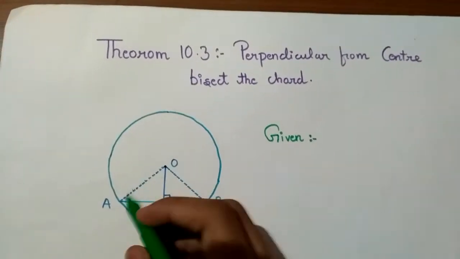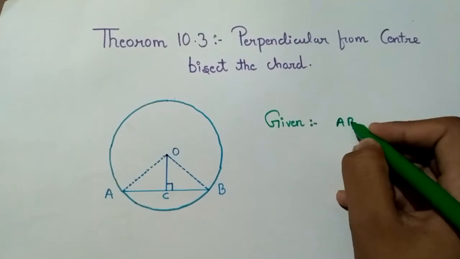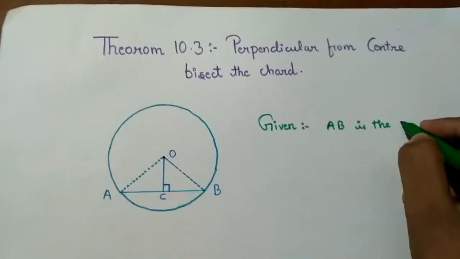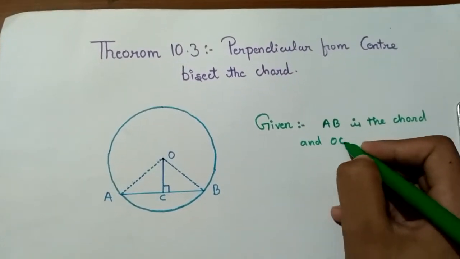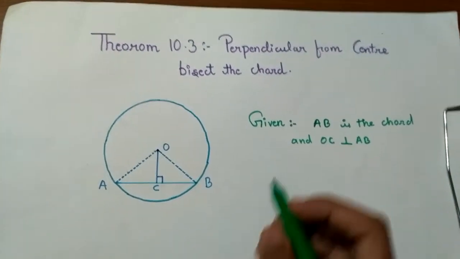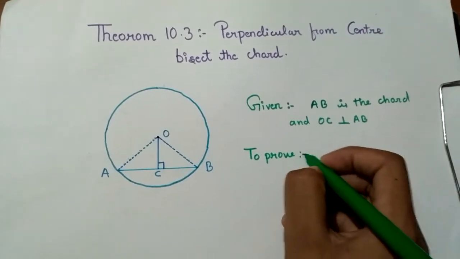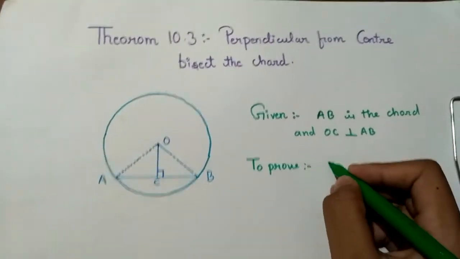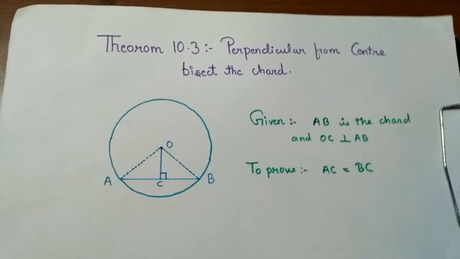So first, as always, I will write here Given: AB is the chord and OC is perpendicular to AB. And To prove: what we are given to prove, that is AC equal to BC.